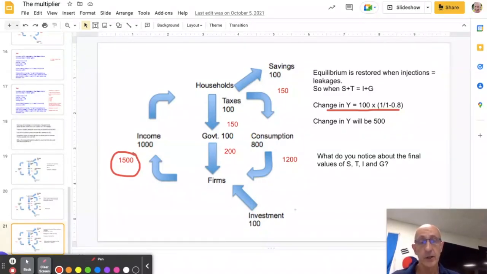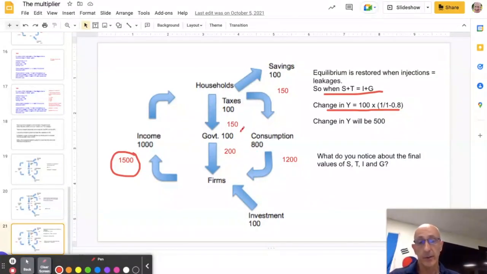Points to note here is that we're not saying that S needs to be equal to I for there to be equilibrium when we've got the addition of other leakages and injections. What we're saying is that the overall sum of the leakages, S plus T, must be equal to the sum of the injections, I plus G. If we had X and M added in as well, that would be the case. So you can end up with an imbalance.